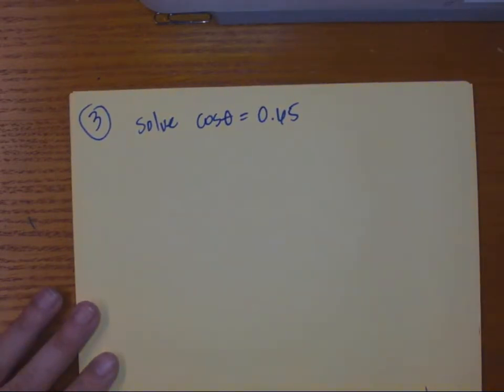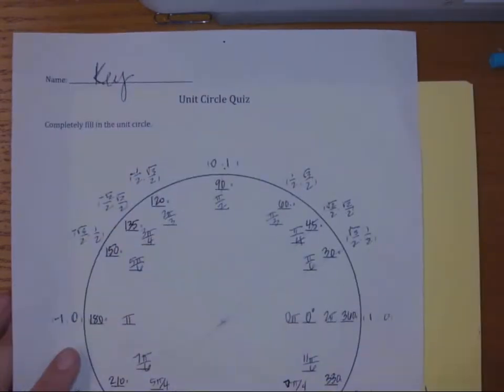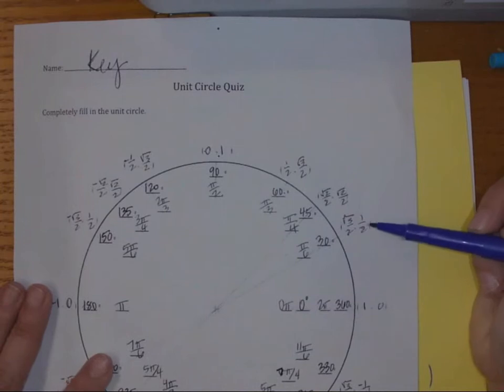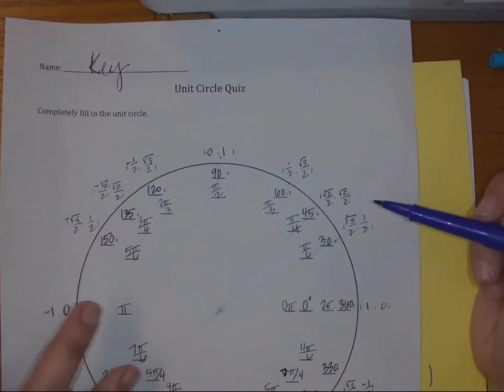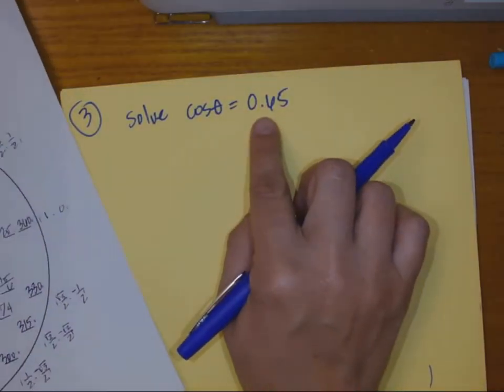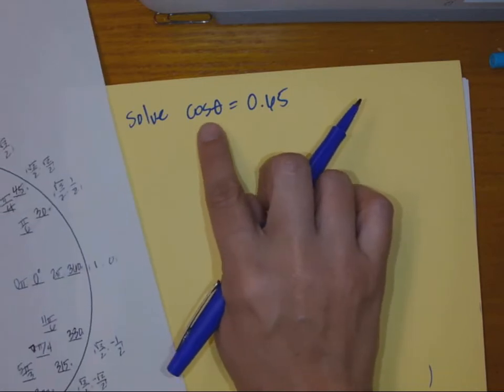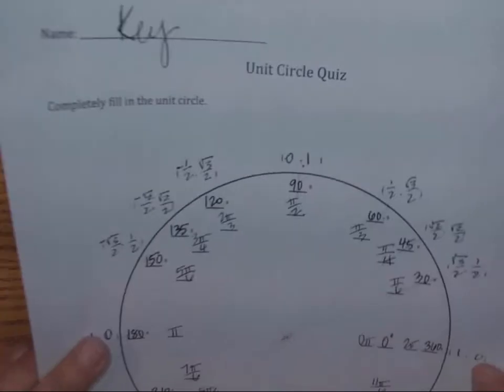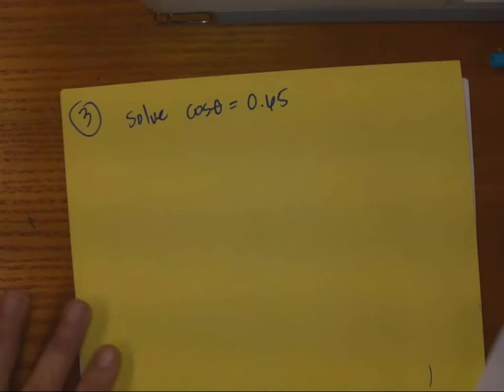Okay, I can kind of think about it though. 0.65 is going to be bigger than 1/2. So essentially, what I'm doing is looking to figure out where my x value is a little bit bigger than 1/2. We'll come back to the unit circle in a minute.